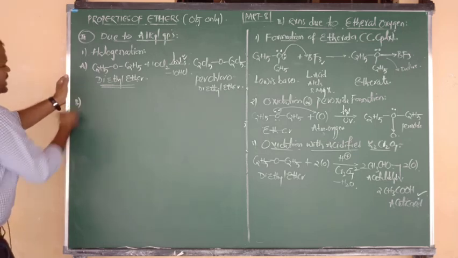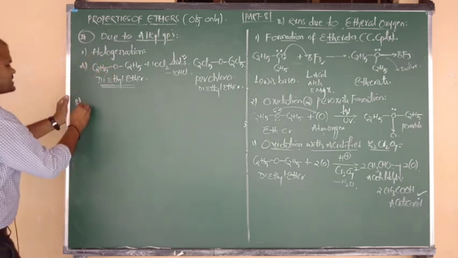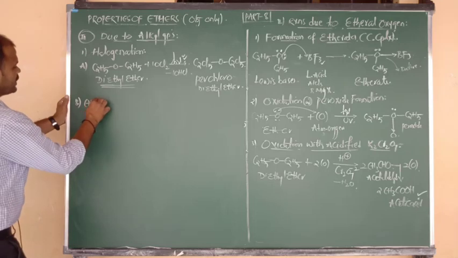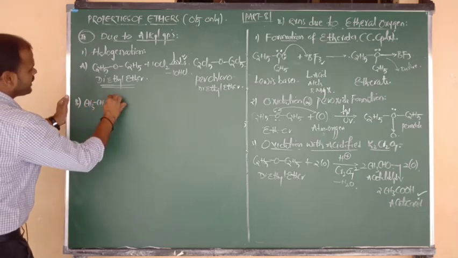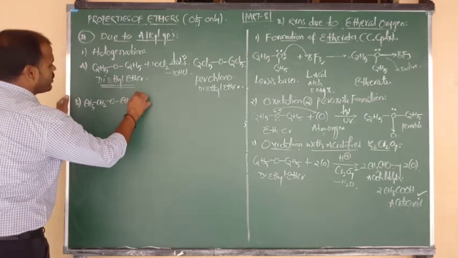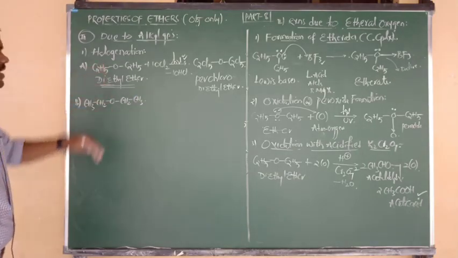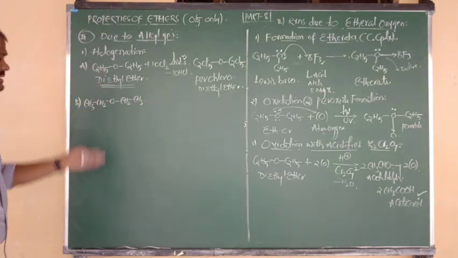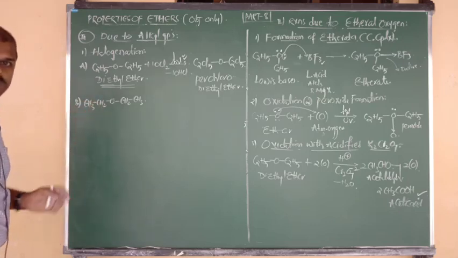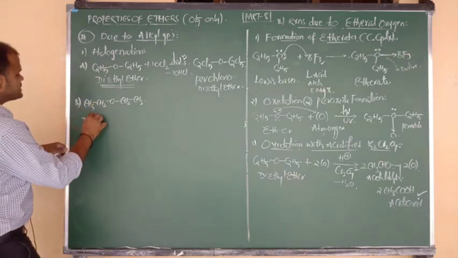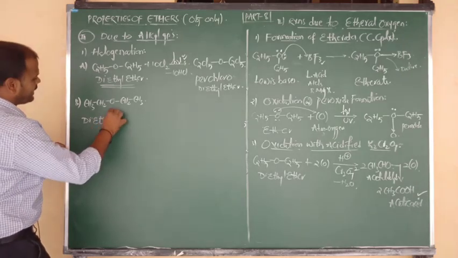And what about in case of dark condition? Again the same example I am going to consider: CH3 bonded to CH2, again bonded to O, again bonded to CH2, CH2 bonded to CH3. Ethyl we can write in the form of C2H5, and also we can consider it in the form of CH3CH2. No problem. So what is the name of this reactant? Diethyl ether.